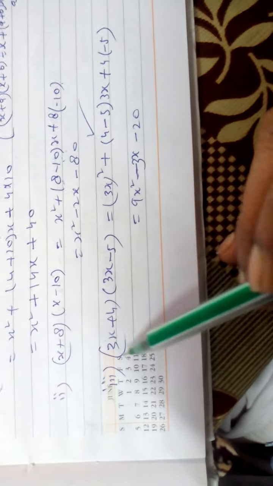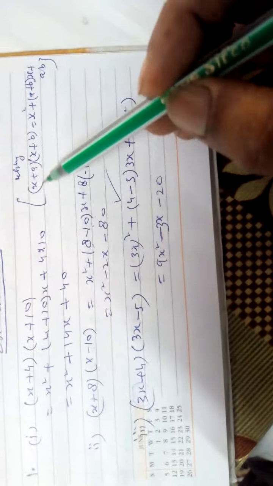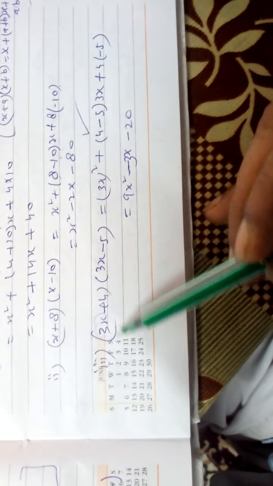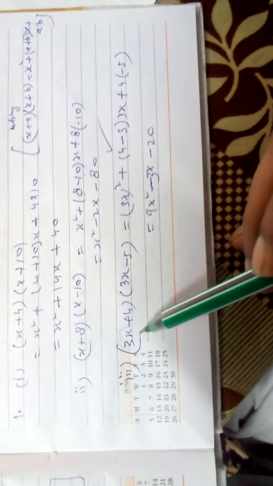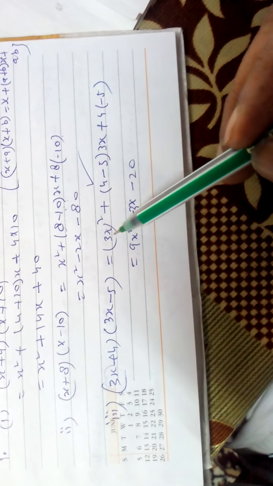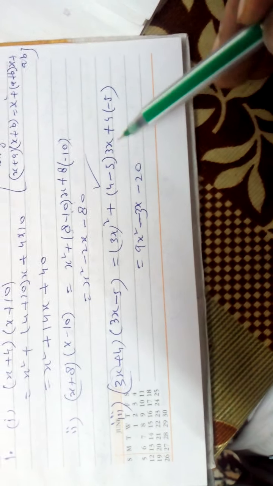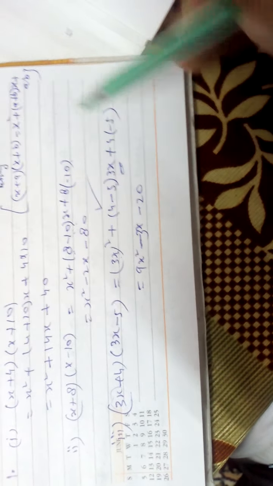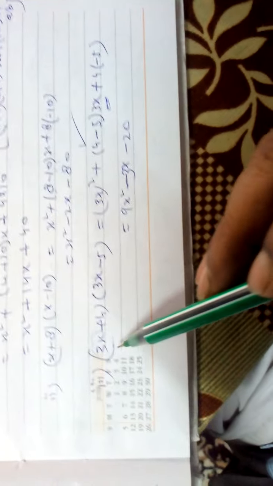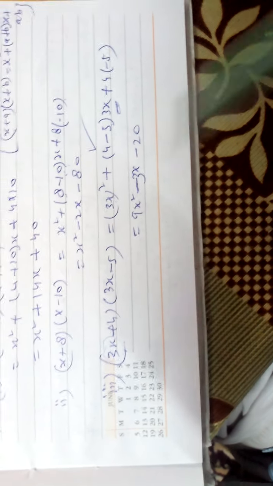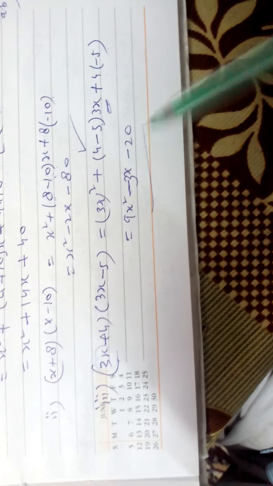Here 3x is the first term. In the identity x is the first term, so where the identity has x, you write 3x. 3x square plus 4 minus 5 x. Here you will write 3x because here x is given, here what is given? 3x. 4 into minus 5, you are getting this.